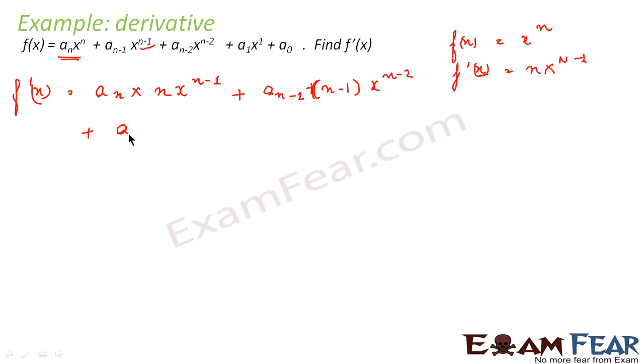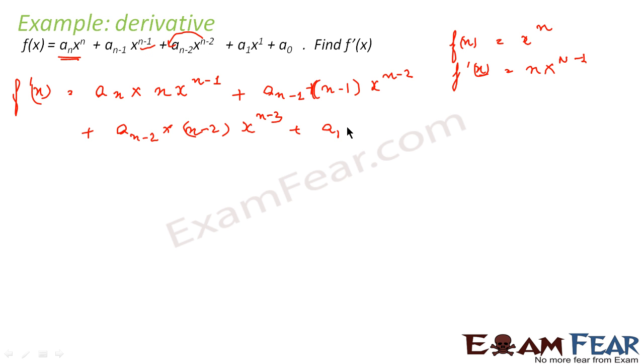Plus a n minus 2. Here what we will do, a n minus 2 is a constant, so we have put this, plus x to the power n minus 2. So we will put n minus 2 here, multiply this, and reduce the power. So this becomes n minus 2 into x to the power n minus 3, correct?